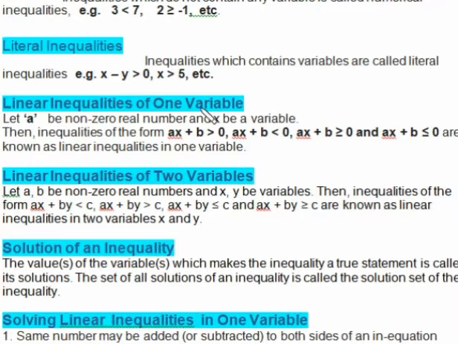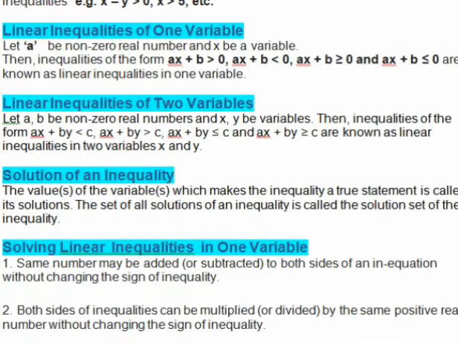Now, linear inequalities in one variable. Let a be a non-zero real number and x be a variable, then inequalities of the form ax plus b greater than 0, ax plus b less than 0 and so on are known as linear inequalities in one variable. Linear inequalities in two variables: let a and b be two non-zero real numbers and x, y be the variables. Then inequalities of the form ax plus by less than c, ax plus by greater than c and so on are known as linear inequalities in two variables x and y.